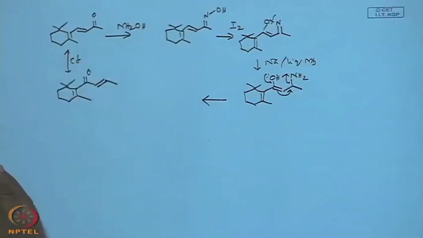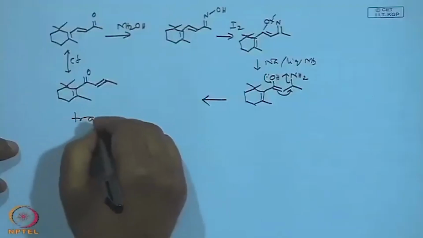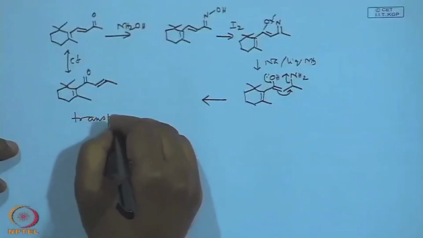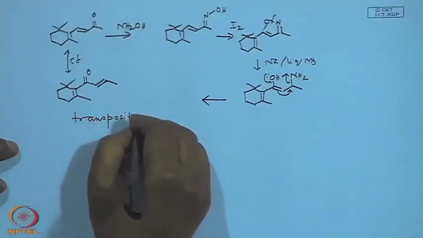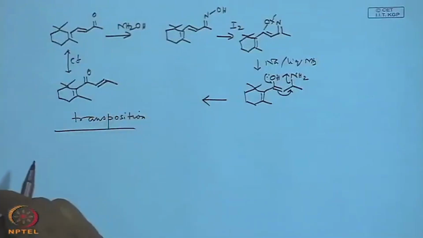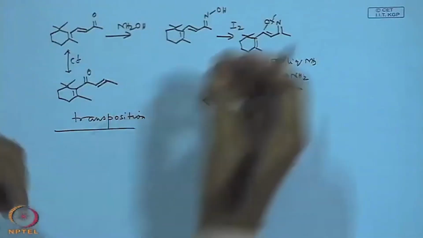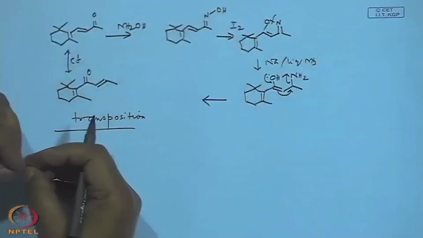what is it? What do you see? What is the transformation? Isomer. So, it is an isomerization. The best way to describe this is a synthetic transposition, which means you just exchange the positions. That is called transposition.